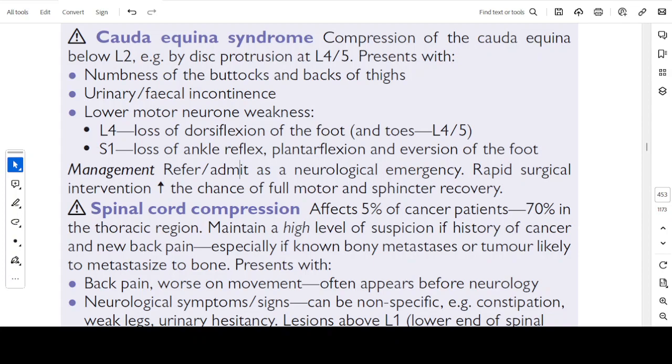Cauda equina syndrome is compression of the cauda equina below the L2 level, for example by a disc protrusion at the L4 L5 level. It presents with numbness of the buttocks and back of the thighs, urinary and fecal incontinence, lower motor neuron weakness at L4, loss of dorsiflexion of the foot and toes at L4 L5, and at S1 loss of ankle reflex, plantar flexion and eversion of the foot.